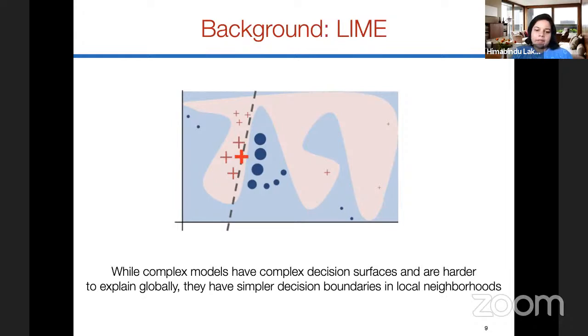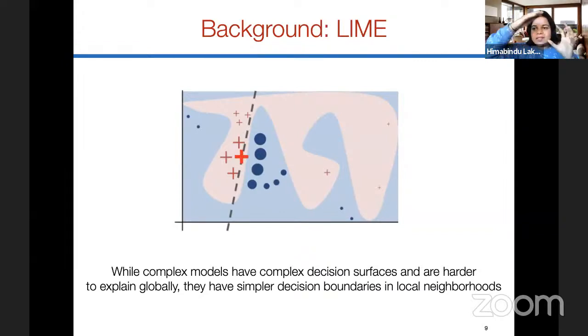Okay. All right. So what are these approaches like LIME and SHAP doing, right? So the hypothesis or the intuition that these approaches are exploiting is that while complex models can have complex decision surfaces, and could be harder to explain globally. For example, if you look at this picture, you see two regions, the blue region and then the light pink region. Both of those are separated by a highly nonlinear decision boundary. Right, so we can think of that decision boundary as a classifier decision boundary of a complex classifier.